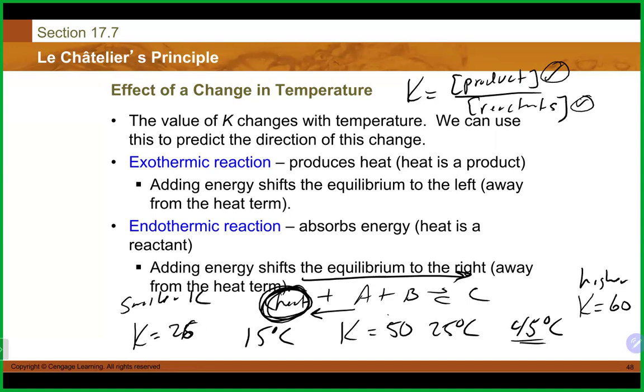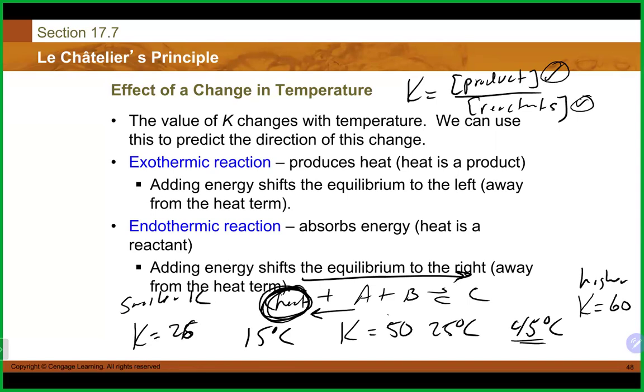So if you know if a reaction is endothermic or exothermic, you can make a prediction, for example, of what will happen to the equilibrium constant value if you raise the temperature or lower the temperature in this particular case, because of the shift that's going to occur.